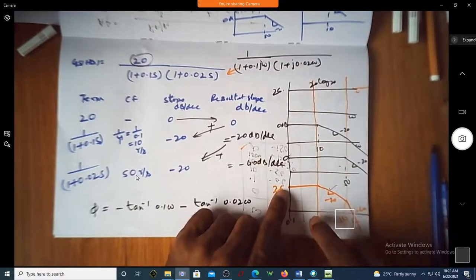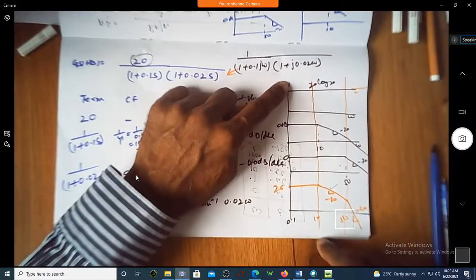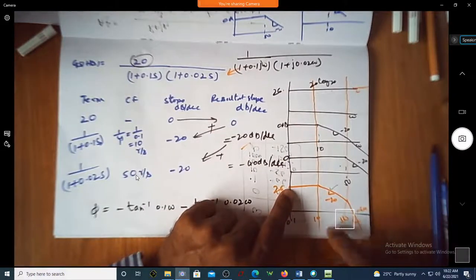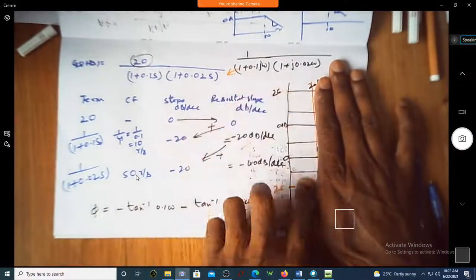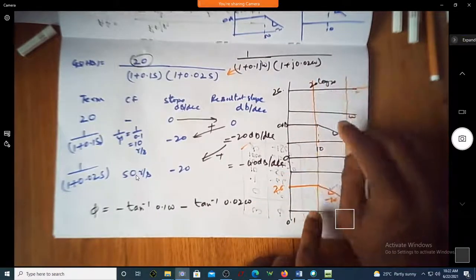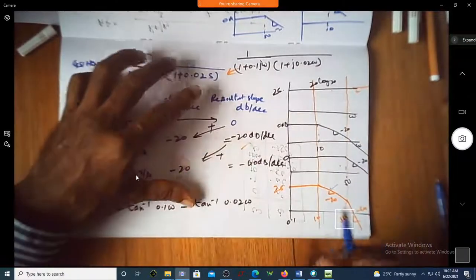Now how did it come as 26? It is 26 plus 0 plus 0. Is it not 26 dB here? So the magnitude continues to be 26 till 1 radian per second, and then afterwards you have a slope.